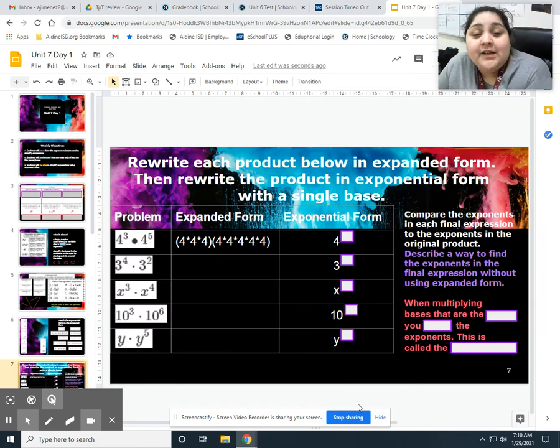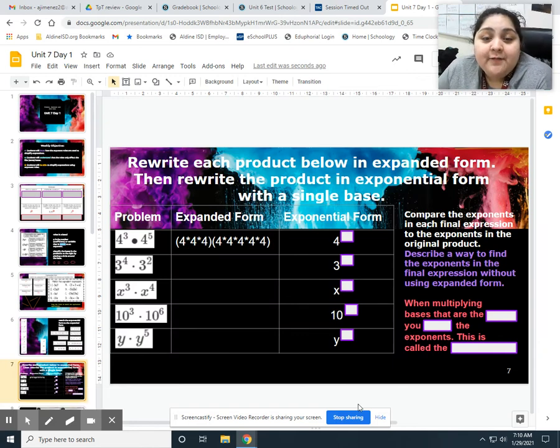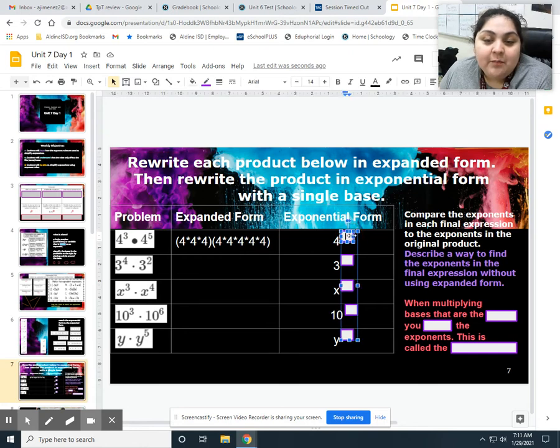Okay, here we go to the next slide. Write each product below in expanded form and then rewrite the product in exponential form with a single base. Okay, so here's the expanded form. I have 4 to the third, so I have 4 right here. And I have 4 to the fifth, so I have 5 4s right there. So I count how many 4s. Remember, the exponent is telling me how many times the number is going to repeat. So I figure out 1, 2, 3, 4, 5, 6, 7, 8. So I click on this little box and I put 8 because that is going to be my exponent.